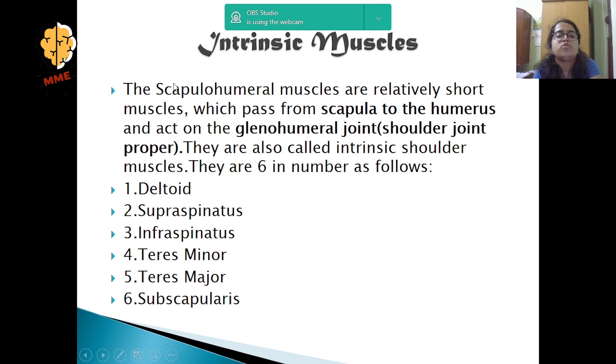These are relatively short muscles which pass from the scapula to the humerus and act on the shoulder joint proper, which is the glenohumeral joint. These intrinsic muscles are 6 in number: deltoid, supraspinatus, infraspinatus, teres minor, teres major, and the subscapularis muscle.